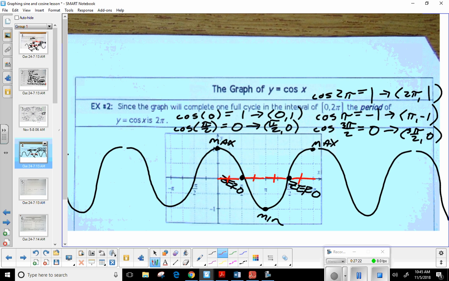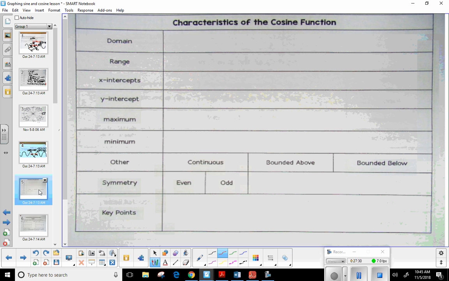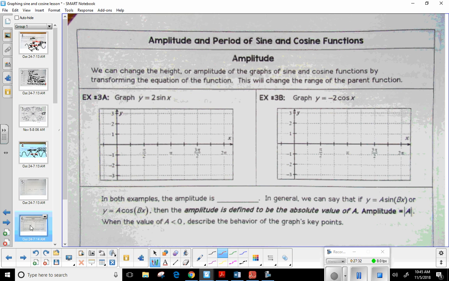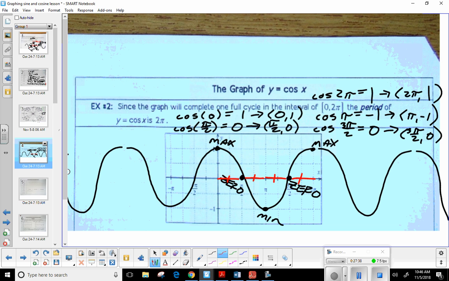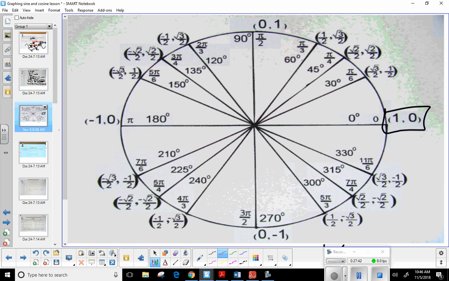All right, well, I'll tell you what, that is as far as first and second period got. So we will go ahead and stop there. Tomorrow we'll come on in. We'll talk about the characteristics of cosine, and then we'll start talking about all the little pieces that go along with this. Amplitude and frequency, and phase shift, all that good stuff. Okay, good.